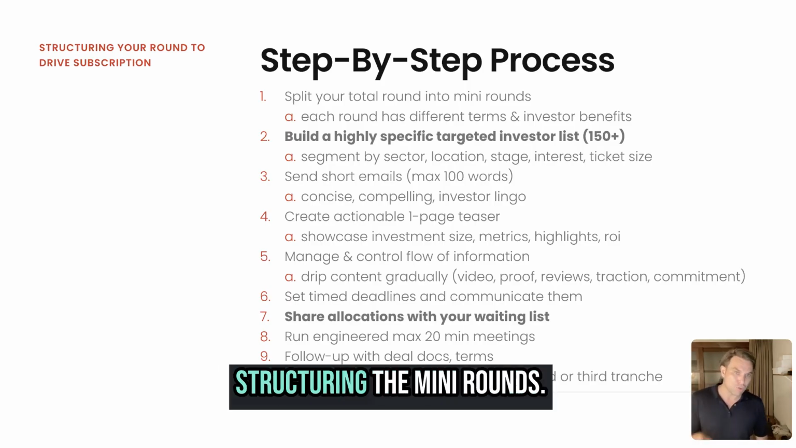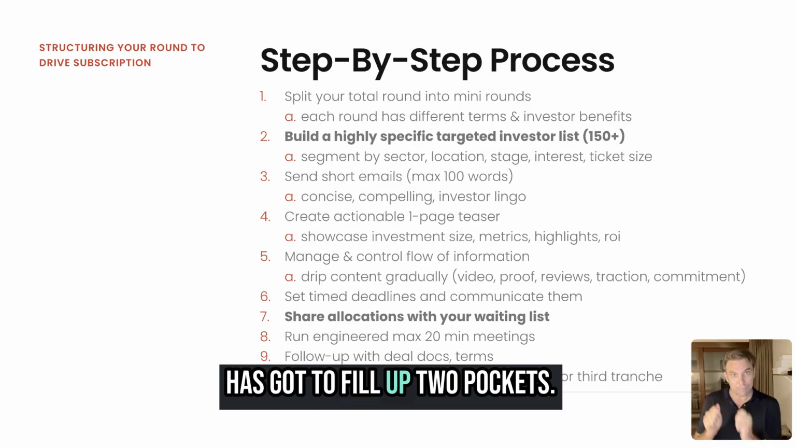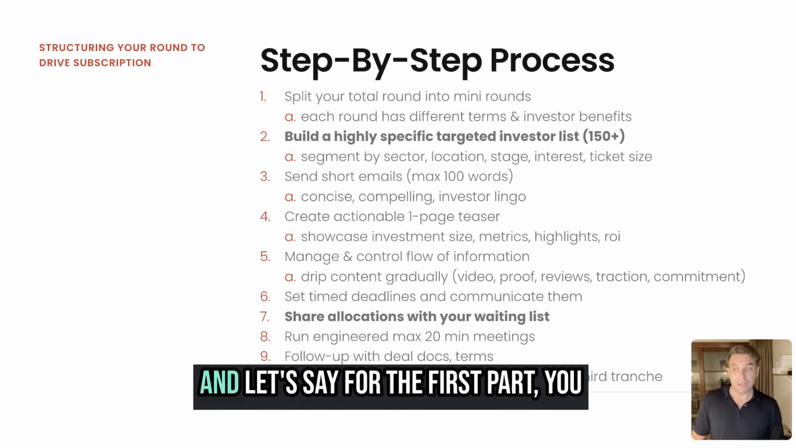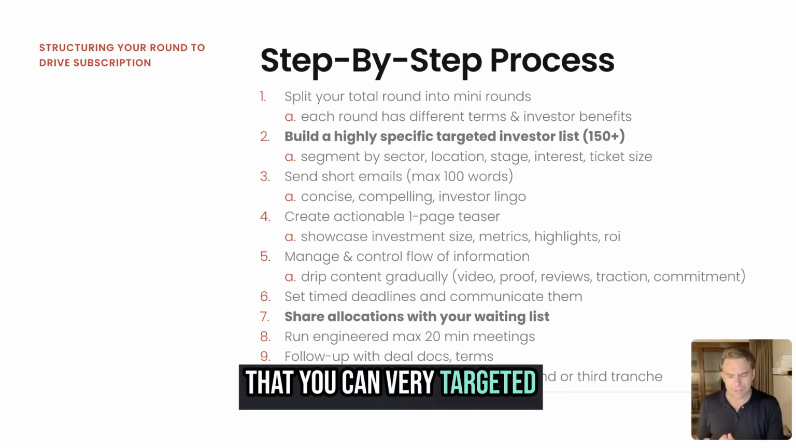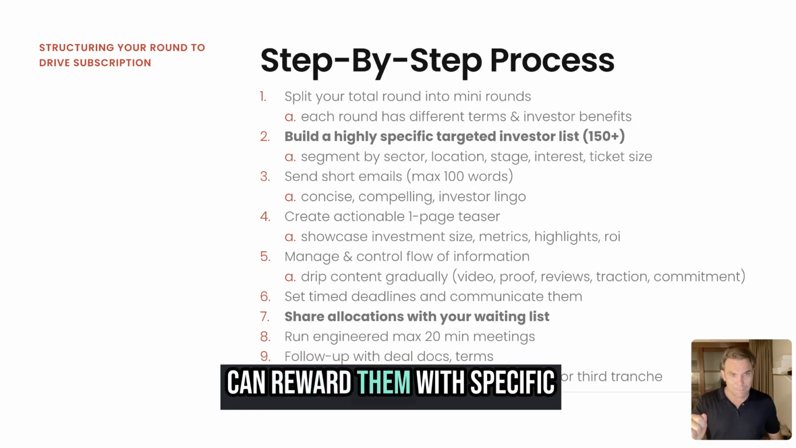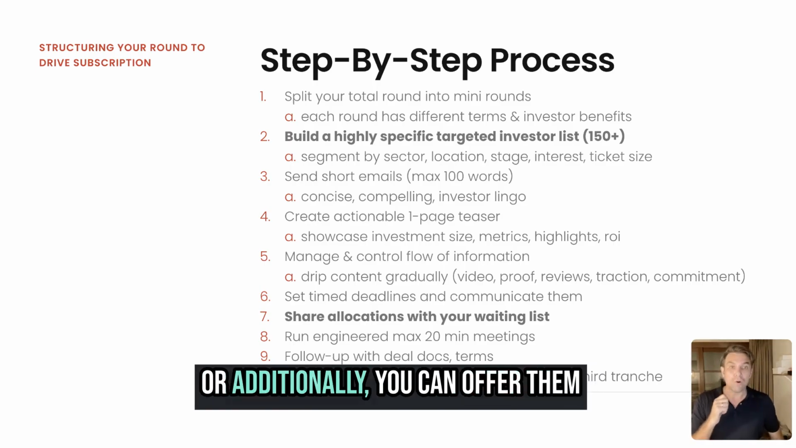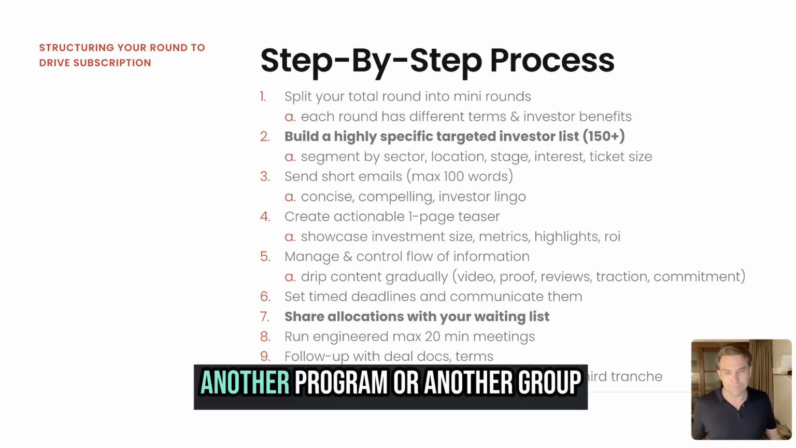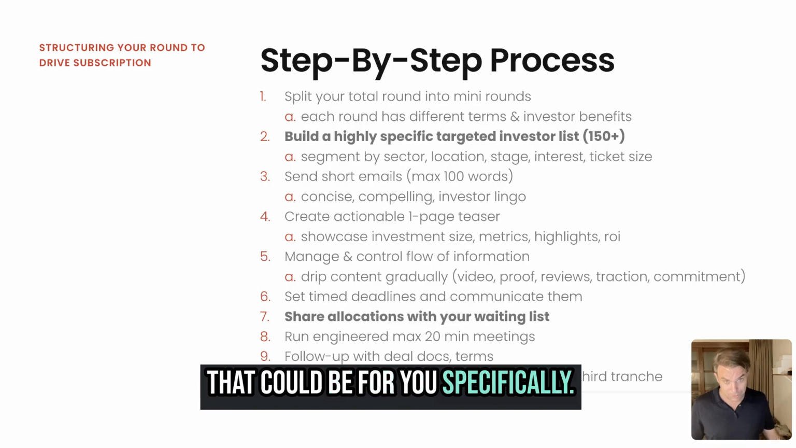Now the way to do that is by structuring it in mini rounds, because now you could say the first mini round of $1 million is going to fill up 2 pockets, right? And it will give a valuation bump. And let's say for the first part you need maybe 5 or 6 investors, then you can very targeted look for those 6 investors, and because they are first, you can reward them with specific terms that are interesting for early bird movers, or additionally you can offer them a perk for joining early, and in another program or another group goal we can go more in depth on what that could be for you specifically.